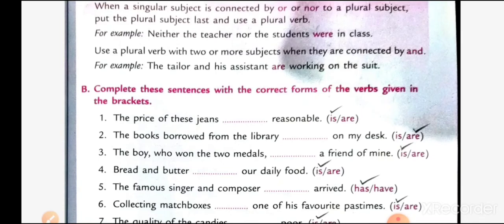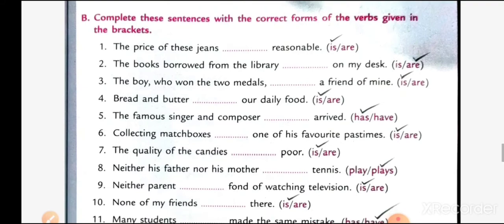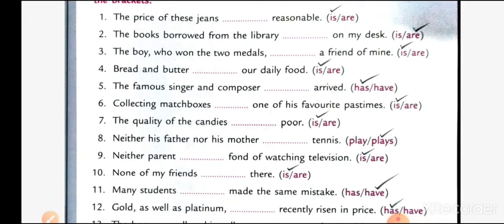Complete these sentences with the correct forms of the verbs given in the brackets. The price of these jeans is reasonable. The books borrowed from the library are on my desk. The boy who won the 2 medals is a friend of mine. Bread and butter is our daily food. The famous singer and composer has arrived. Collecting matchboxes is one of his favorite pastimes. The quality of the candies is poor.